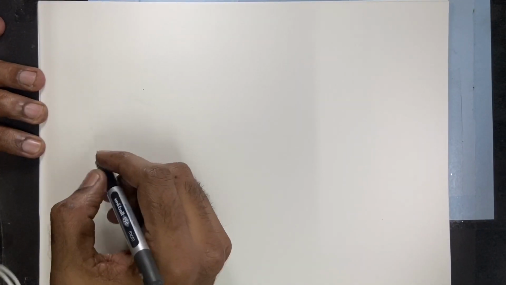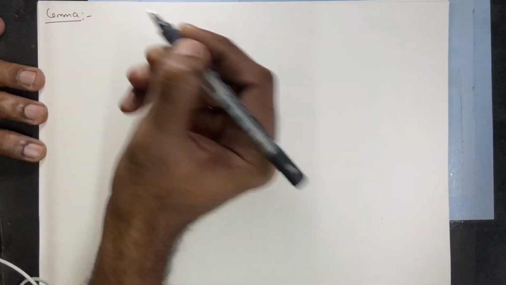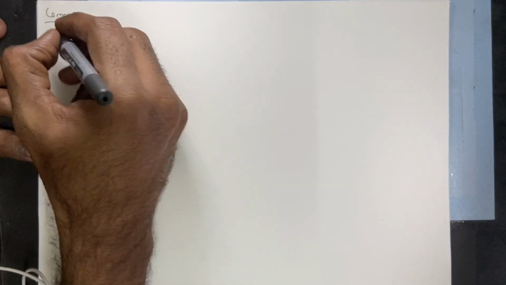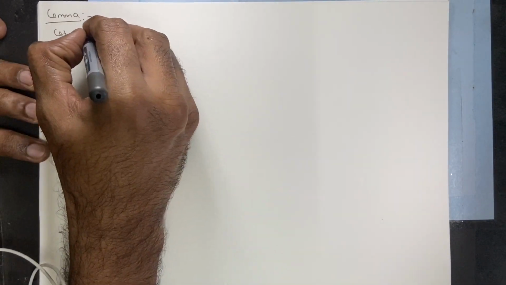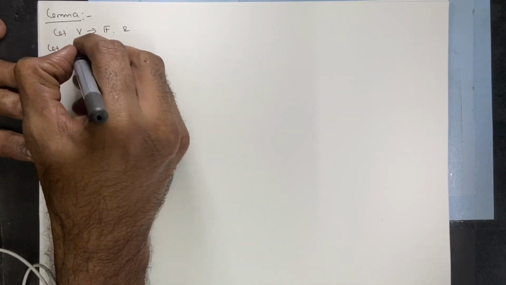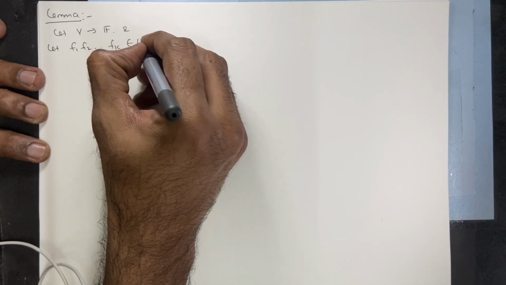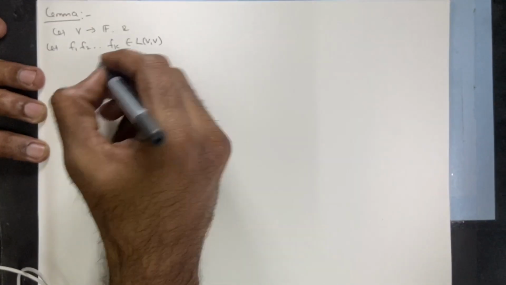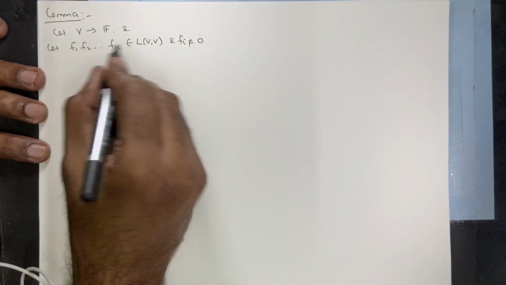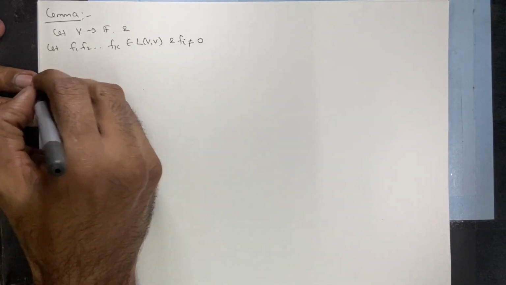So we are going to see a lemma. This lemma will be useful while proving the primary decomposition theorem. The lemma is as follows: let V be a vector space over a field F, and let F1, F2, up to Fk be k non-zero linear maps from V to V. So F1, F2, Fk belong to L(V, V), and each Fi is non-zero. So we are assuming k non-zero linear maps from V to V.